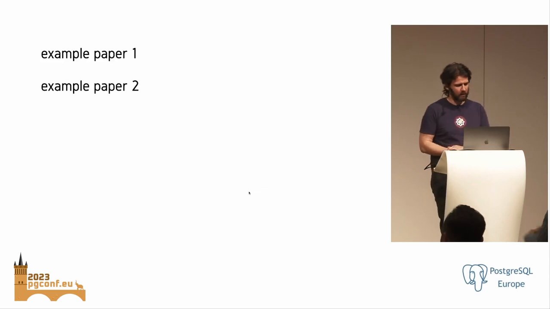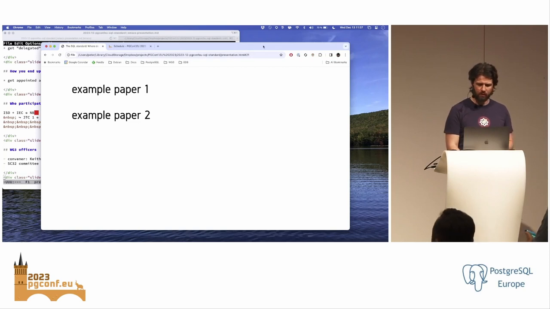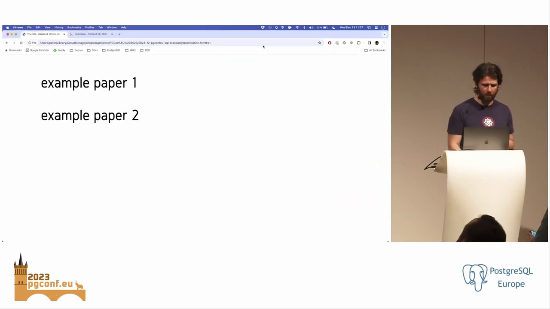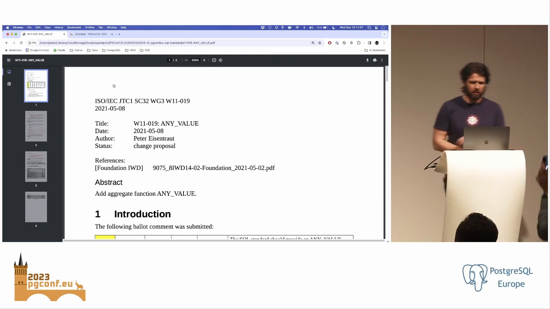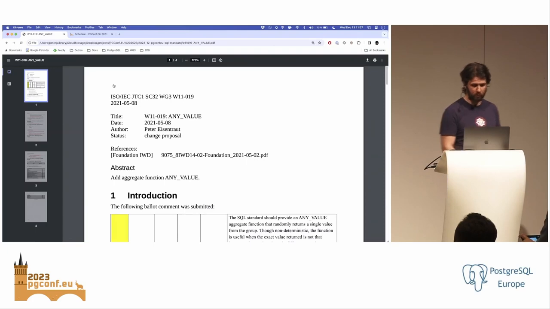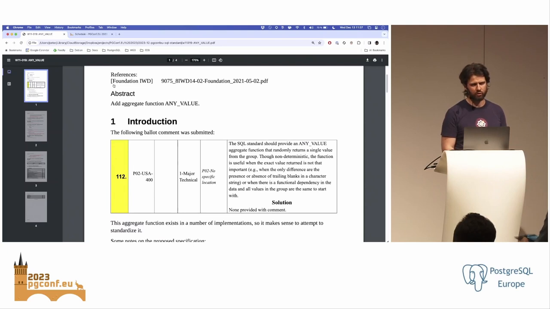Okay. So here I have a couple of examples, just so you can see how that works. Over here, good. So this is probably the smallest possible paper you could write. This is a paper I wrote, in 2021 it says here, and the purpose of this paper is to add a new aggregate function to SQL, which is called ANY_VALUE. This is something that's actually now in Postgres 16, so some of you might have seen that. And this is the paper that did that, right?